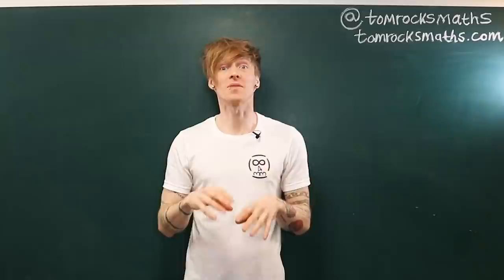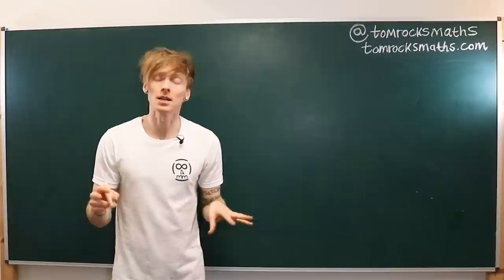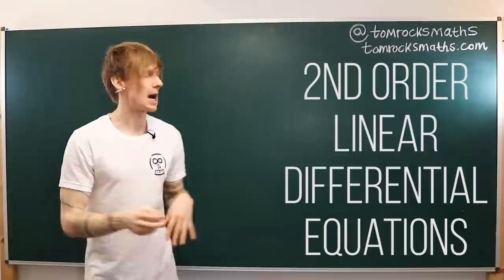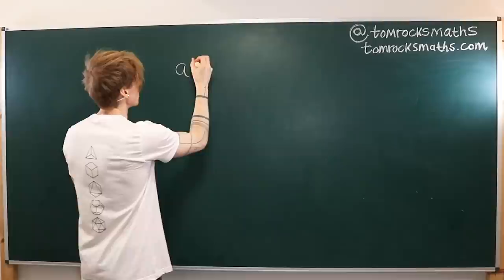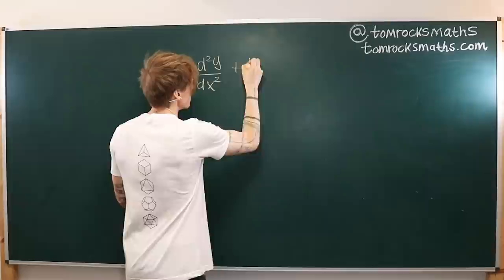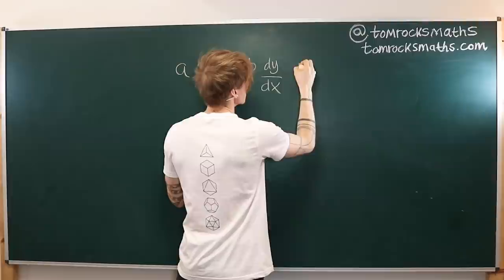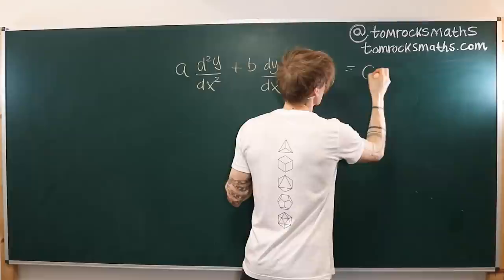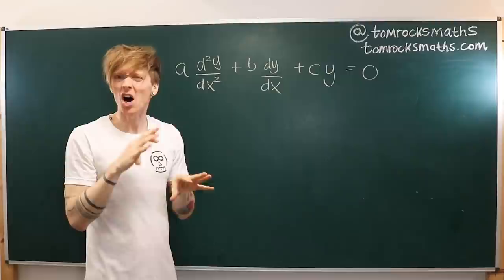One of the simplest examples that we first study are called second order linear differential equations. And they have the following form. You have a constant a multiplying a second derivative of our unknown function y, so a d2y by dx squared, plus a constant b times dy by dx, plus a constant c times y, and I'm going to set this equal to zero. So we're going to consider the simplest case, which we call the homogeneous case, when this is equal to zero.